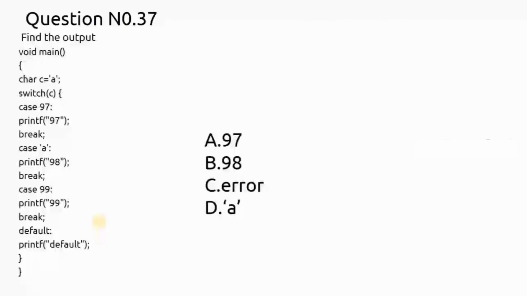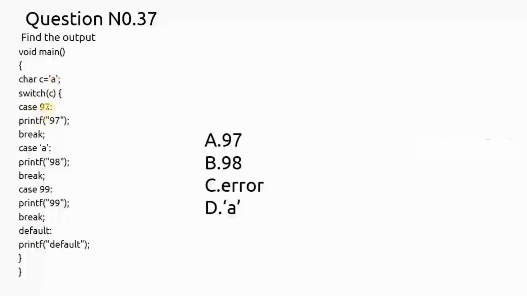Coming to question number 37. Find the output. Here the question is with respect to switch case. Here char c equals 'A', given in single quotes. Switch c, case 97 is given, then case 'A' in single quotes, case 99, and default also given. So what will be the output? Which case will it execute? Here you see 'A' is given in single quotes.